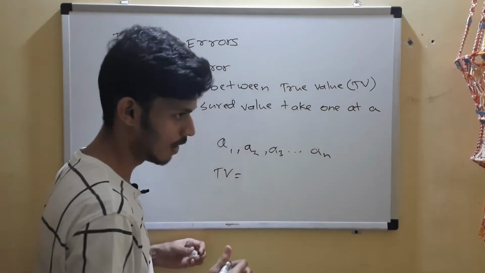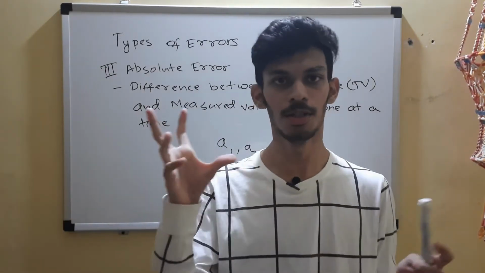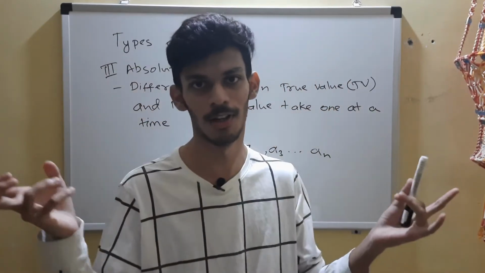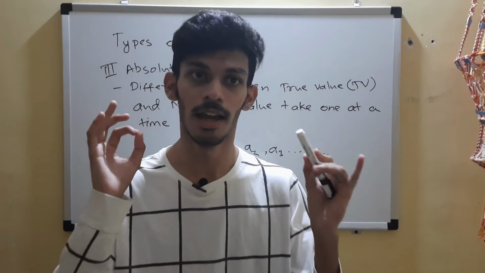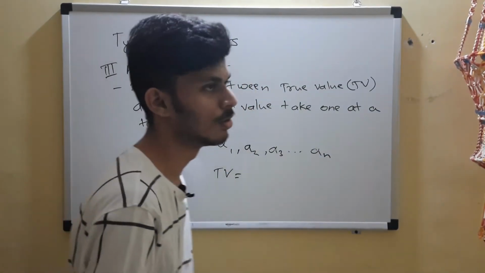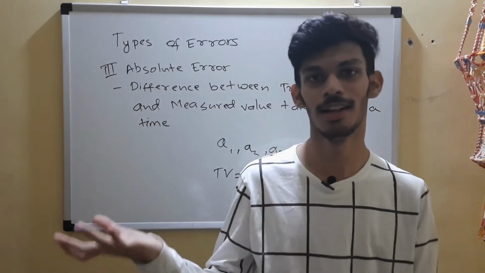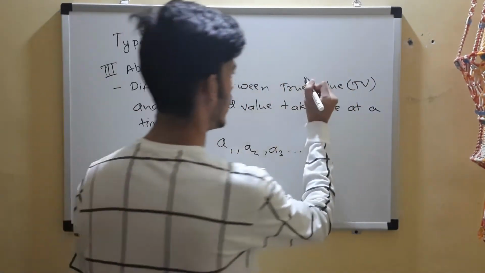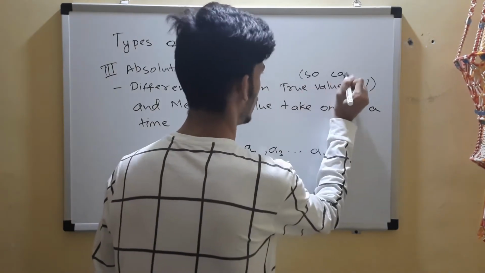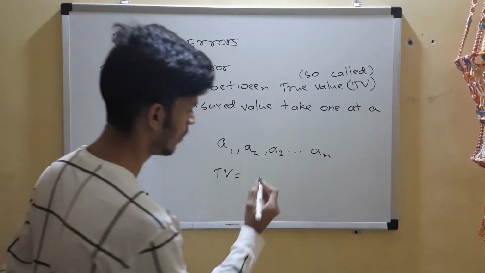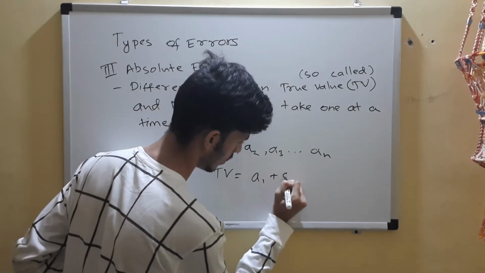Now this true value won't be absolutely the exact true value, it's the so-called true value, because you can't be exact on what you calculate. You are bound to make errors. To err is human. So let's write it as the so-called true value. But we have to accept it, so we can assume it as the true value.